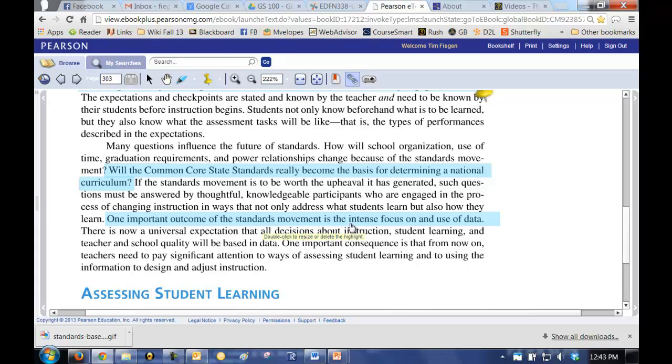One important outcome of the standards movement is the intense focus on the use of data. And that was the part that we forgot to tell you in Common Core, that if you're going to adopt Common Core, you have to turn over all data that's gleaned from your tests of your students. And there is now a universal expectation that all decisions about instruction, student learning, and teacher and school quality will be based on data, and that's somewhat readily accepted. Whether data is accurate or not, we're going to base everything on that. One important consequence is that from now on, teachers need to pay significant attention to ways of assessing student learning and using the information to design and adjust instruction.